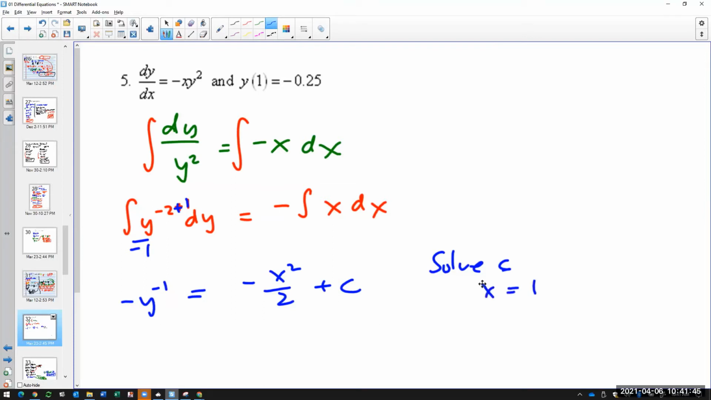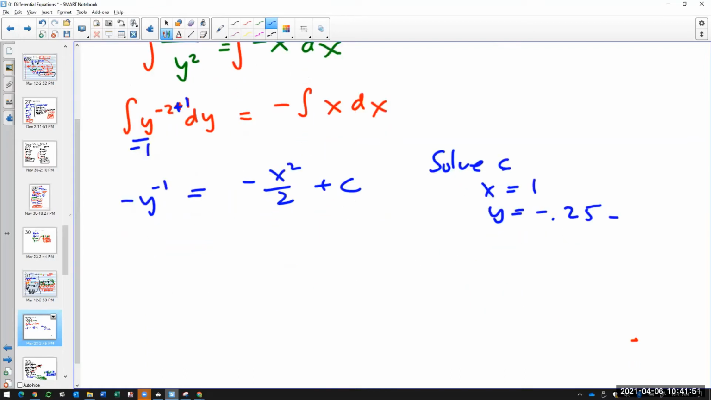So x is equal to 1 anytime y is equal to -0.25. Do you agree with that? Okay, I'm going to change this to a fraction. This would be -1/4. Okay, so this means everywhere there's a y, I'm going to put in -1/4. So this will be -1/4, okay, raised to the -1, because exponents come before multiplication, is equal to, the x is going to be 1, so this will be -1/2 plus c. You guys with me so far?